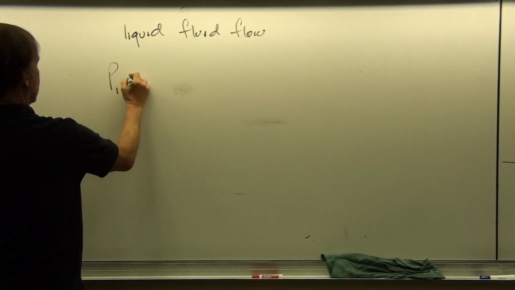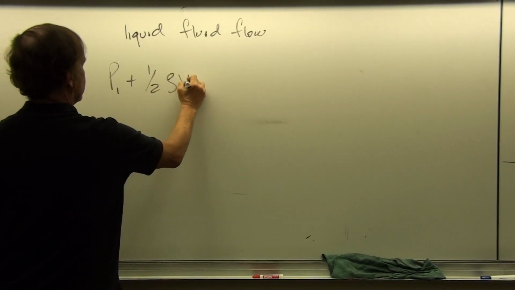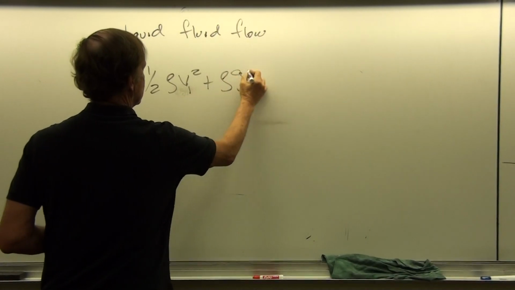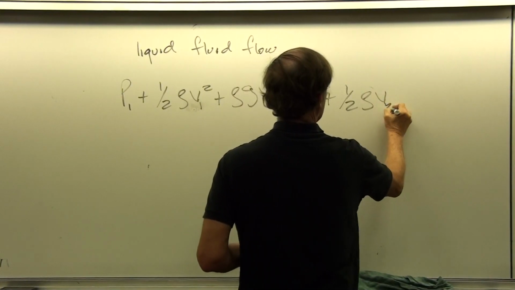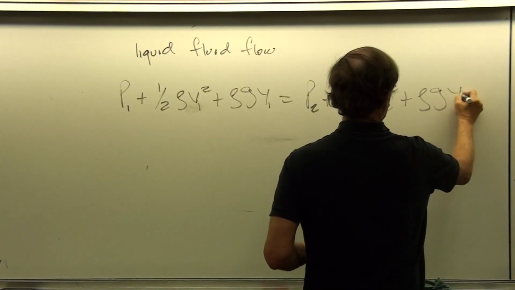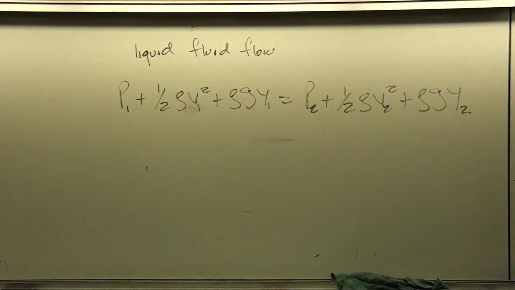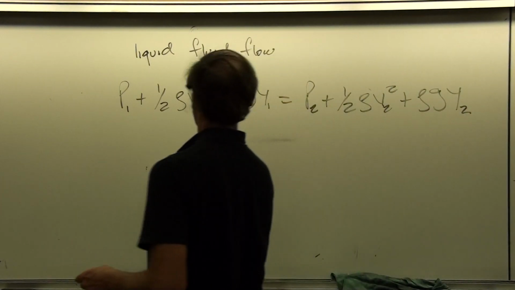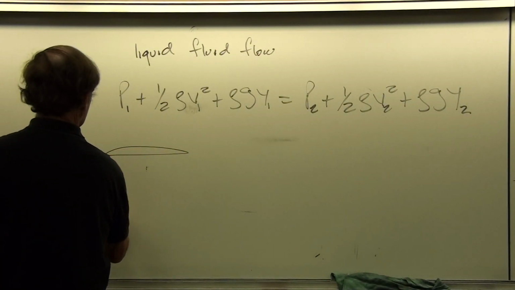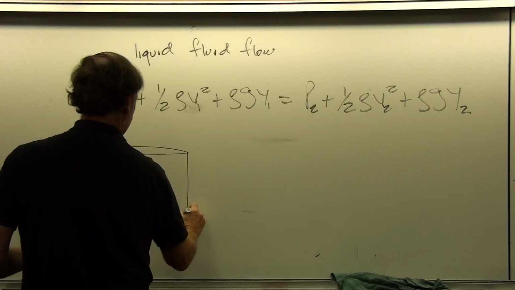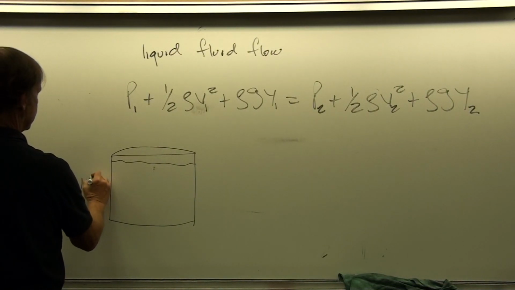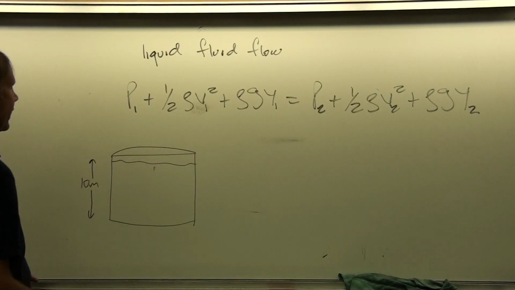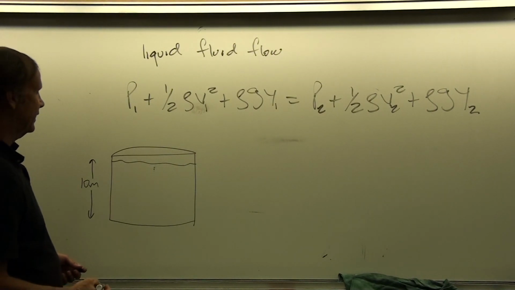So here we have P1 plus 1/2 rho V1 squared plus rho g y1 equals P2 plus 1/2 rho V2 squared plus rho g y2. And so let's try this now for a container of water. Let's say that the container of water is filled to a height of 10 meters. So it's a big cylindrical shaped water tank.